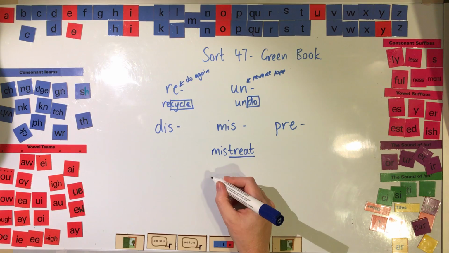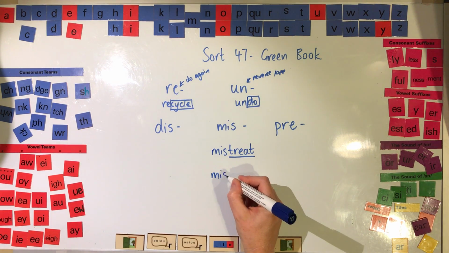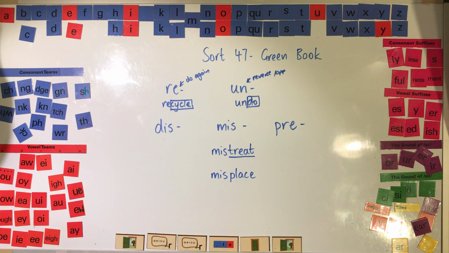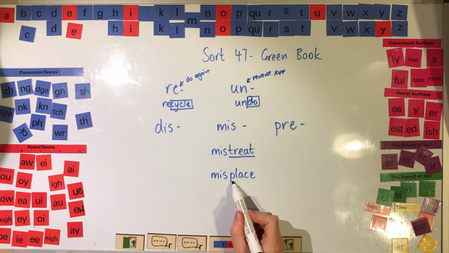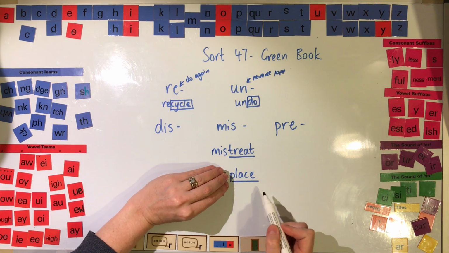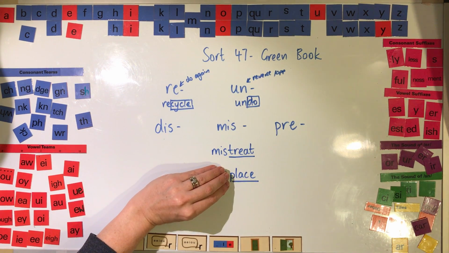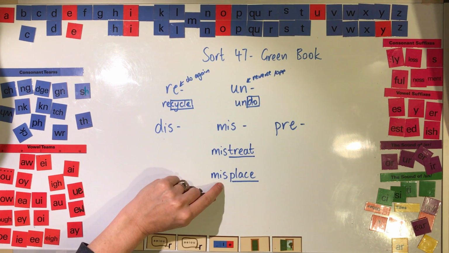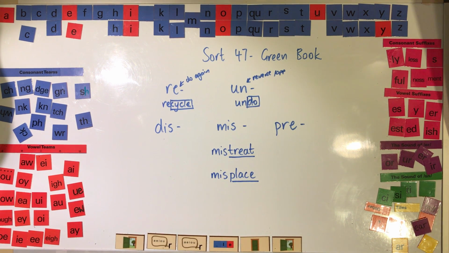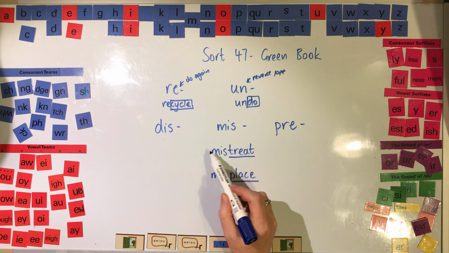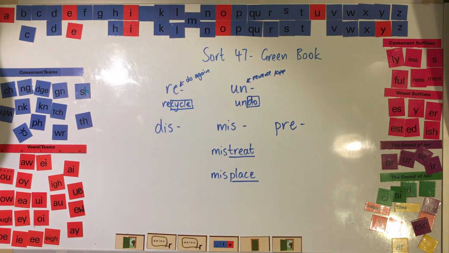Let's have another go. Misplace. Oh, why did you misplace your spelling homework? Place, misplace. So you've put something down, you've placed it down. Oh no, you've misplaced it. So miss, I hope you're starting to see the pattern here. This sort of means wrong or incorrect.